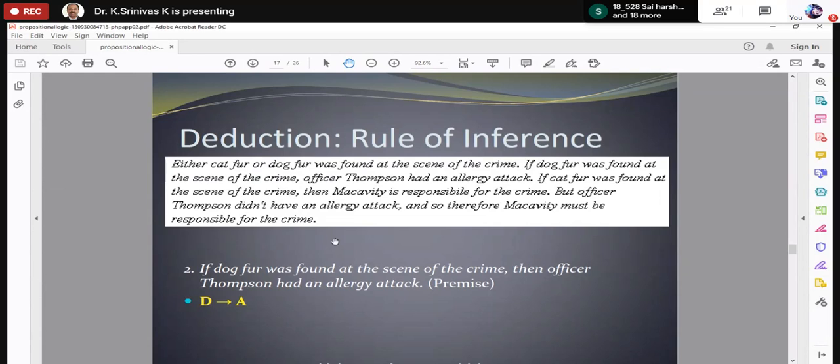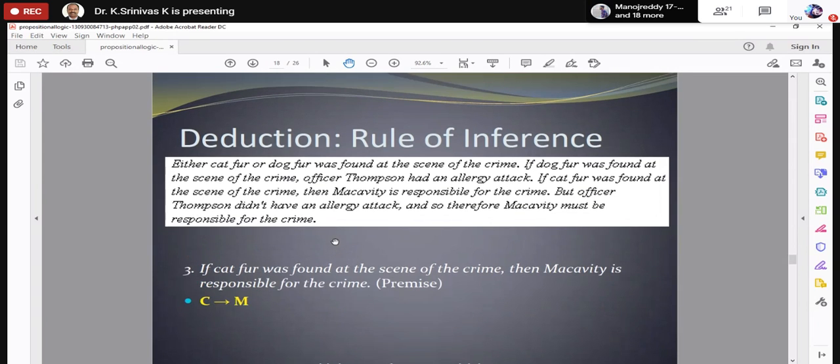Next, if I go to the second line: if dog fur was found at the scene of the crime, Officer Thompson has an allergy attack. So from the second line also, I'm taking a rule. D implies A. If it is dog fur, it will imply A, because the officer has an allergy to dog fur. So D is going to imply A.